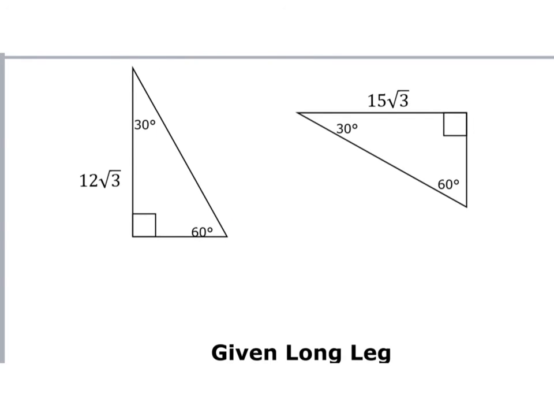All right, sometimes you don't start with the short leg. Right here, I don't know what my short leg is. I want to know what it is. They gave me the long leg. My long leg is 12 square roots of 3. What was my short leg? 12. What's my hypotenuse? 24.